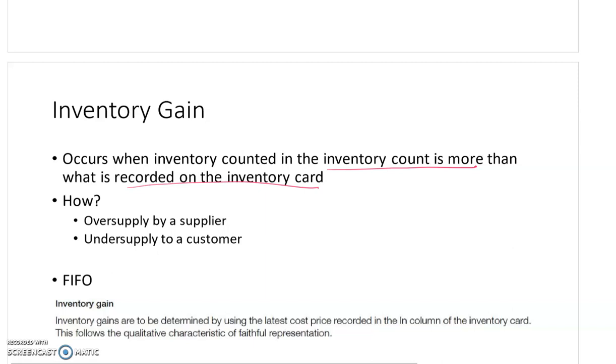So how can this happen? Firstly, there might be an oversupply by a supplier. So you might order 3 units, record the fact you've received 3 units, but actually the supplier delivered 5 of them. Or a customer orders 3, so 3 are meant to leave the business, but only 1 leaves. And so therefore, the inventory on hand is greater than what's going to be recorded in the inventory card.